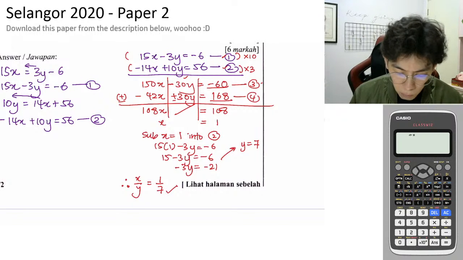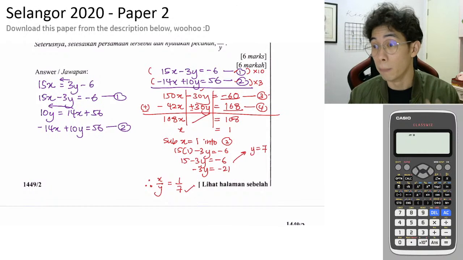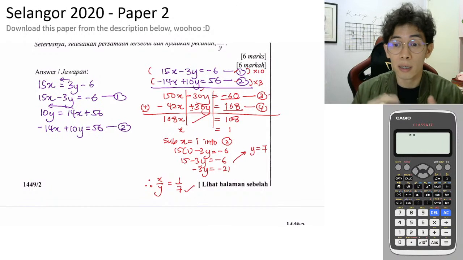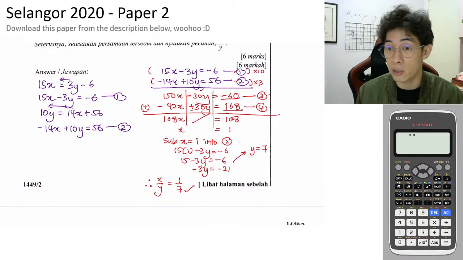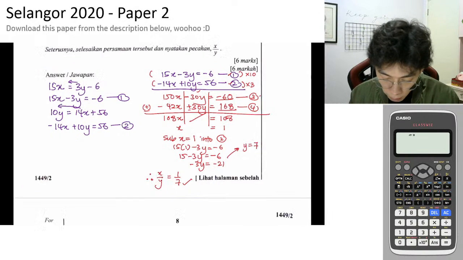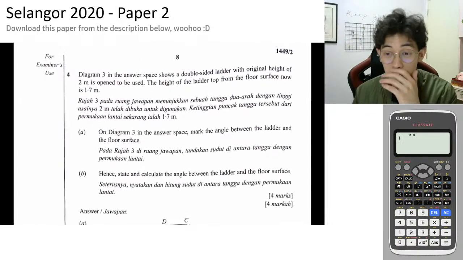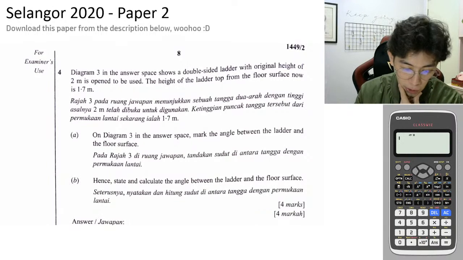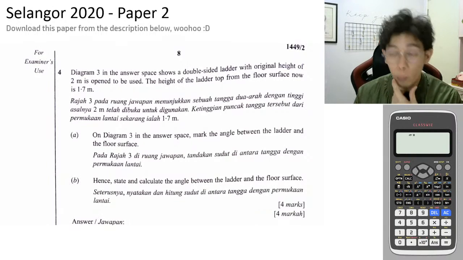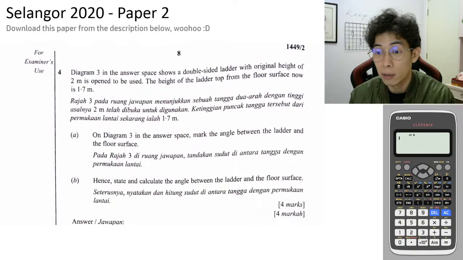Next. I would say it's okay to leave it as a very big number, but strong students always try to make it smaller. So it's okay, and you can go ahead and do that if you want. Question number 4, next question. Oh, this question, I don't know what to comment on this question. Like what I mentioned, the Selangor paper is not that wow.